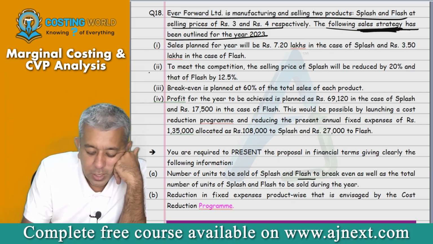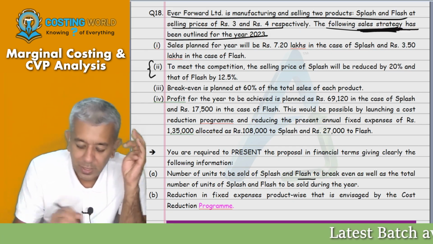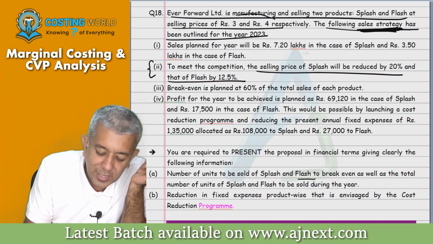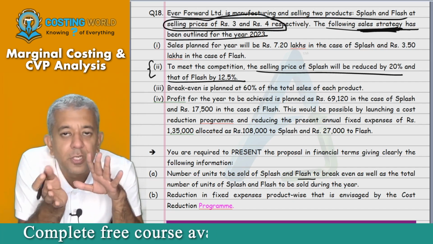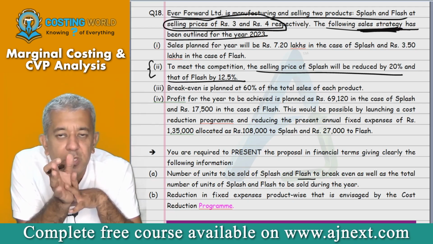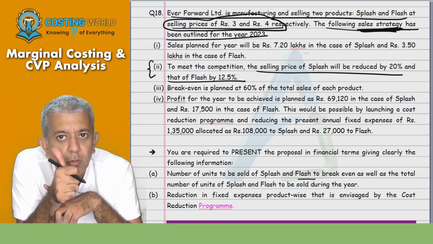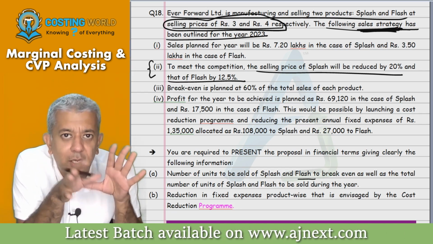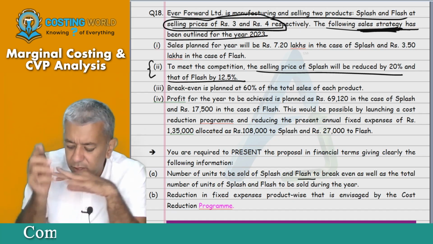Now see. Those guys tell you in part 2 that selling prices will be reduced in 2023. So I think this particular data must be of 2022, because in 2023 we will be reducing the selling prices. Is that okay? Yes. So the current year in this particular case must be 2022. We are trying to plan something for the year 2023.